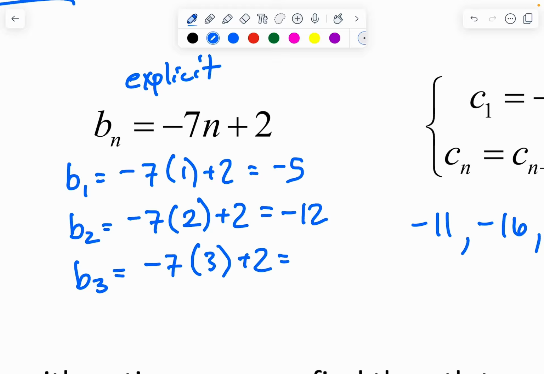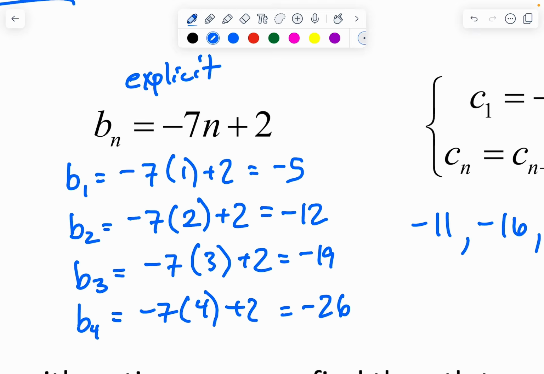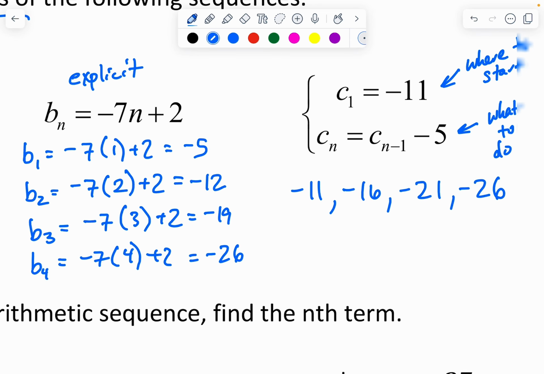Okay, so negative 21 plus 2 is negative 19. And you may notice I'm subtracting 7 each time. So when I subtract 7 more, I'm at negative 26. So let's just make sure that we were right. So this is negative 7 times 4 plus 2. Negative 7 times 4 is negative 28, plus 2 is negative 26.